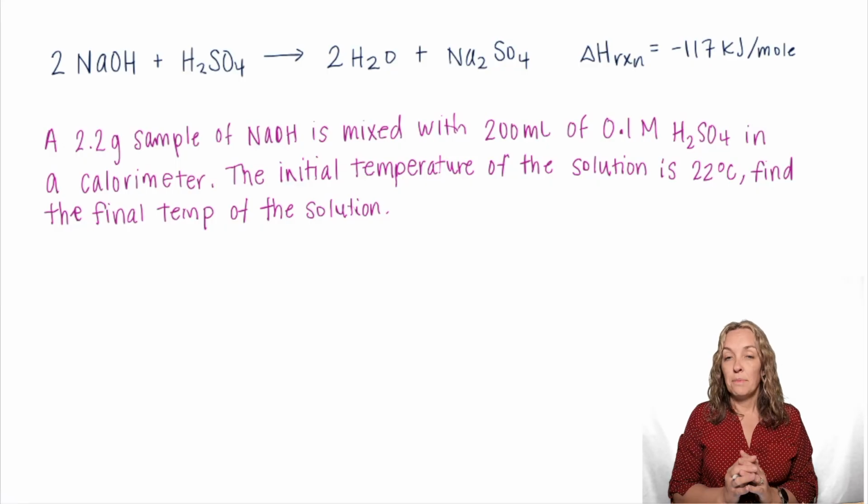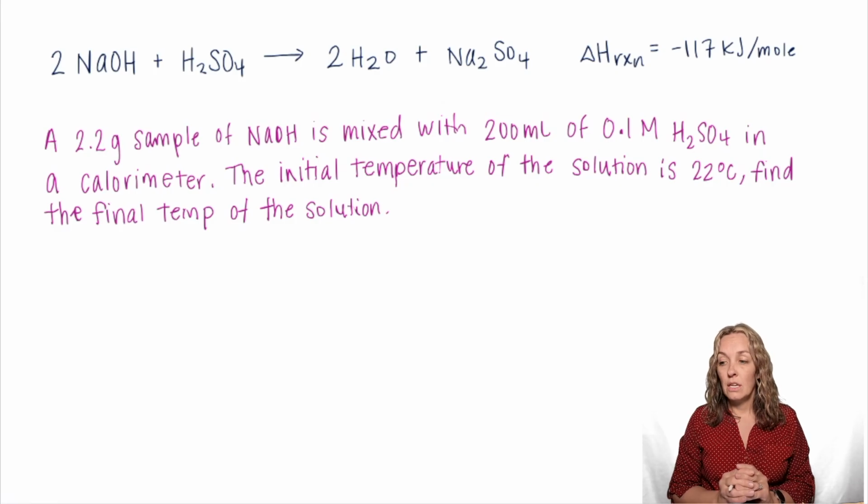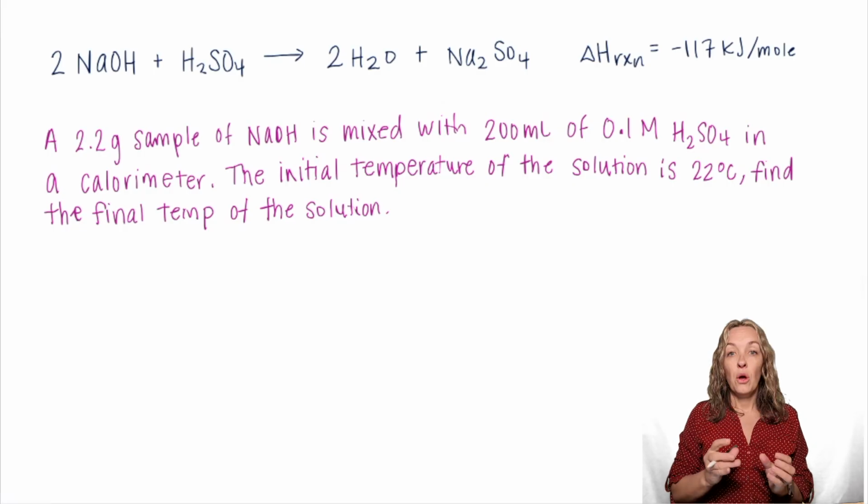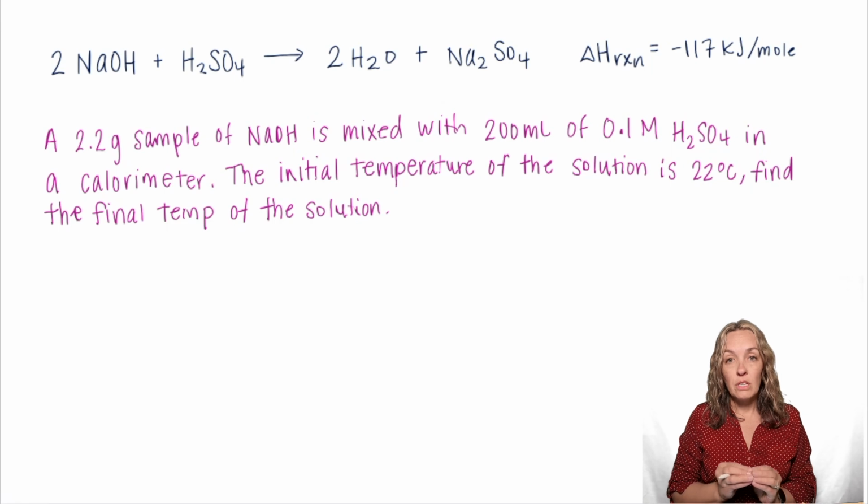All right, this problem is telling us that we have a 2.2 gram sample of NaOH and it's mixed with 200 milliliters of 0.1 molar H2SO4 in a calorimeter. The initial temperature of the solution is 22 degrees and it wants us to find the final temperature of that solution. Remember that the amount of energy absorbed or released in a reaction is dependent on the limiting reactant.